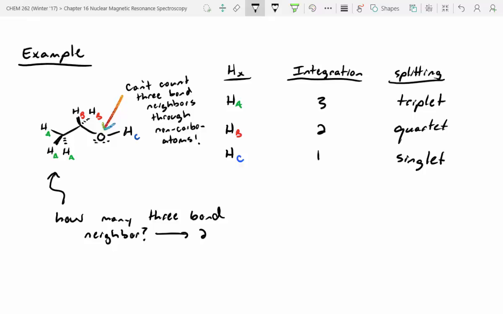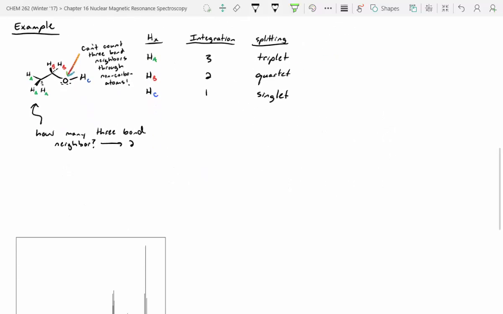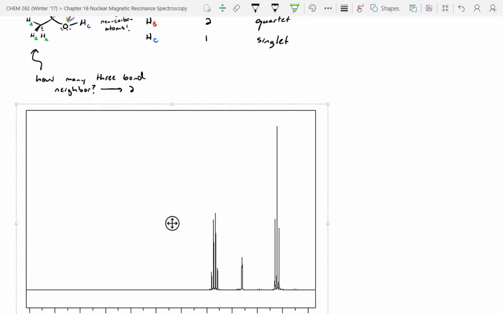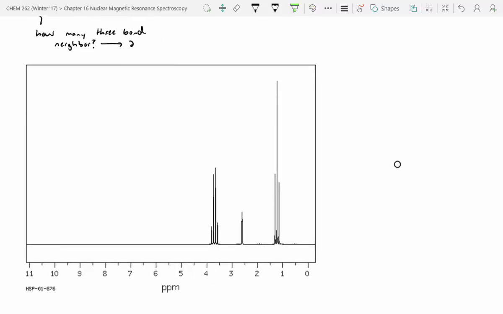All right, now let's see if our example checks out. I'm going to move this up and blow it up. All right, this is the NMR spectrum that's observed for ethanol. And if we look at it, this peak right here is our quartet.